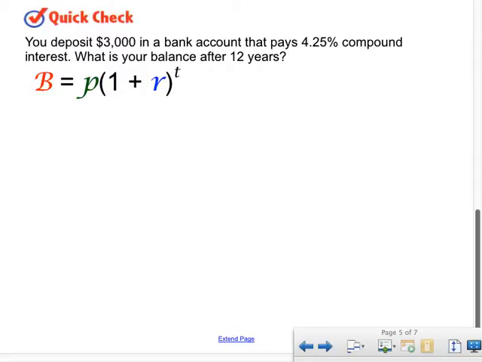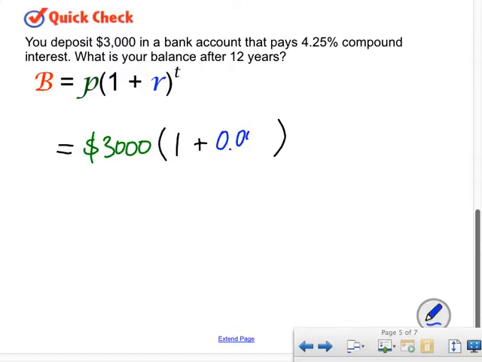What I'd like for you guys to do is just set it up. Great. What's my principal? $3,000. Okay. Now I got to multiply by that 1 plus what my rate is. Can somebody tell me what my rate is going to be? 425. Right. 425 10,000s. And then what did I just leave out? 12. It's got to be the exponent 12, right?